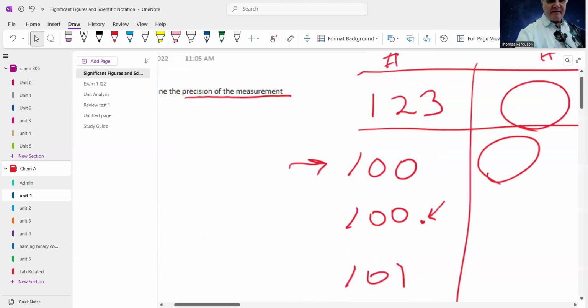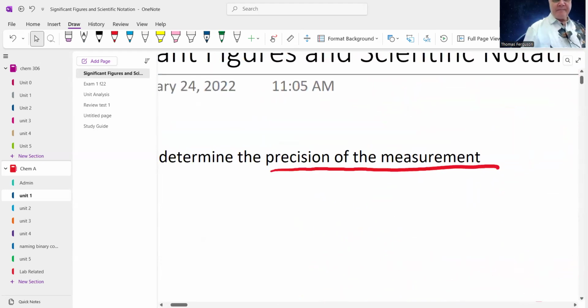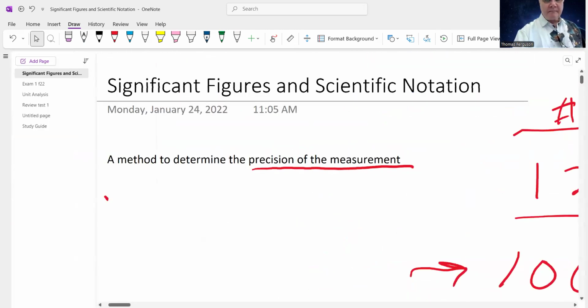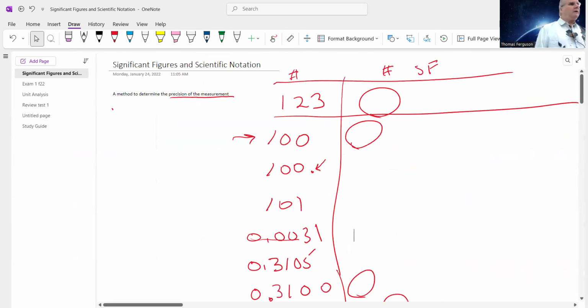And that's what this says. Measurement of precision. So we've got all kinds of numbers. Some have decimal points, some have zeros, and they're going to vary.